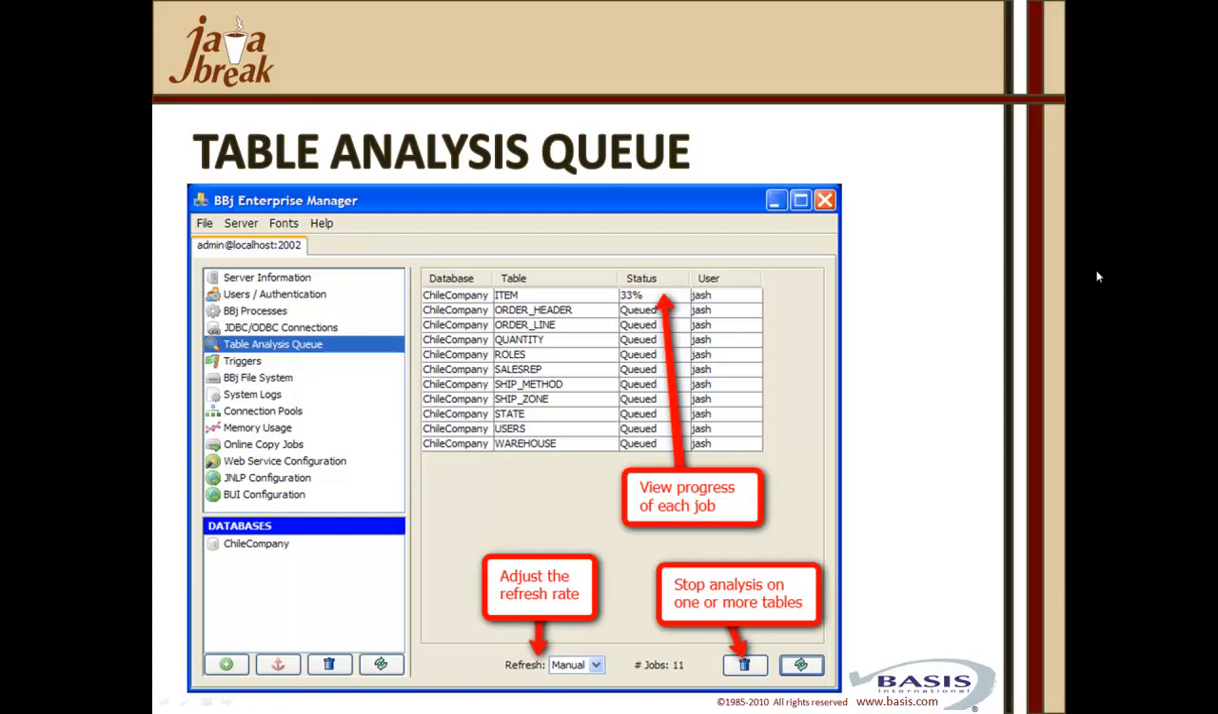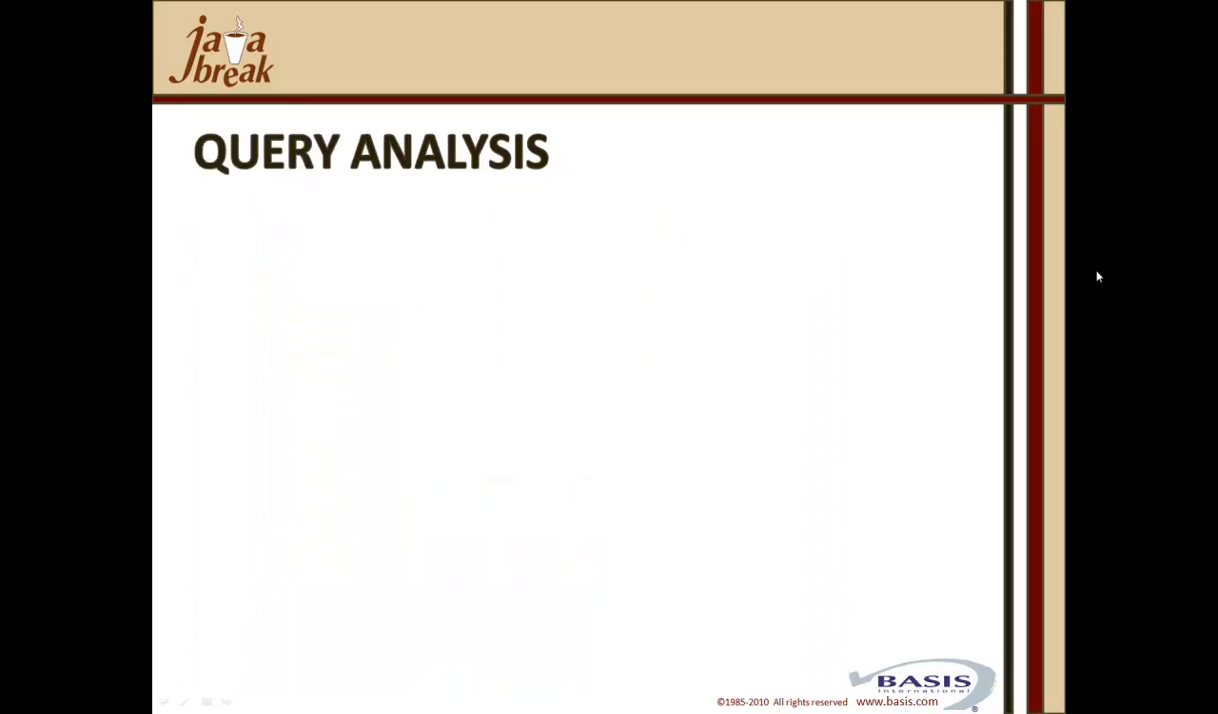So this is what the table analysis queue looks like. There's an option to call that up and have a look at the status of the analysis. You can view the progress. You can adjust the refresh rate down at the bottom to a particular refresh rate to show it in the Enterprise Manager, and you could decide to stop analysis on one or more of the tables if you so need to perhaps have exclusive access to a table. And coming up soon in the admin API will be the ability for you to programmatically stop the analysis as well.